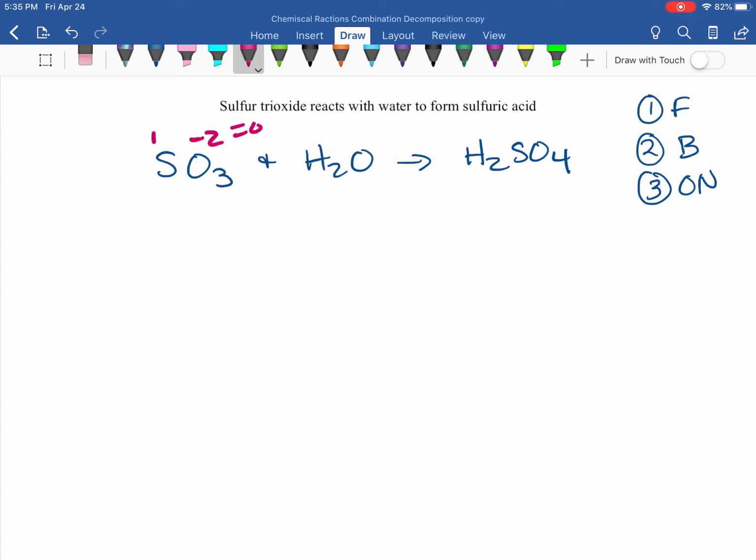Now sulfur has to fit that, and we have to add up to 0. This has to be totally neutral. This is not sulfite. This is a neutral sulfur trioxide. There's no charge there. So this has to be a +6. Now pause and check your periodic table. Does that have a +6 as an option for sulfur? It does. Okay.